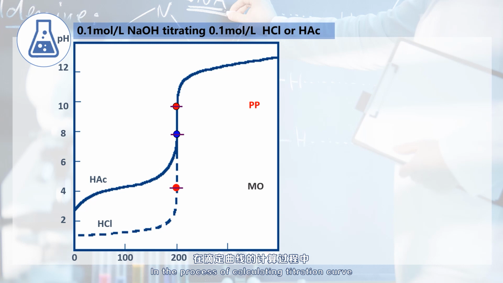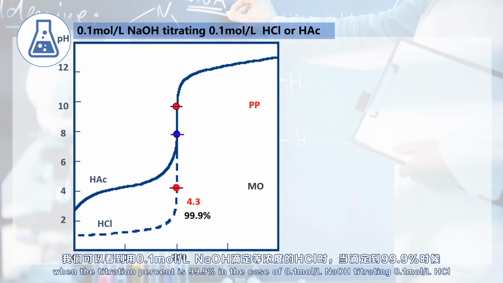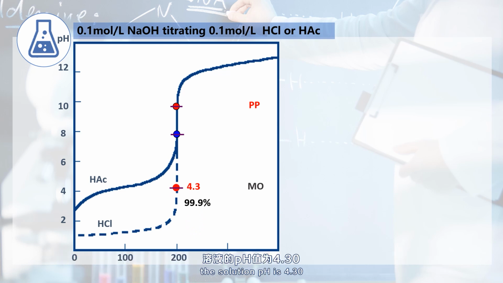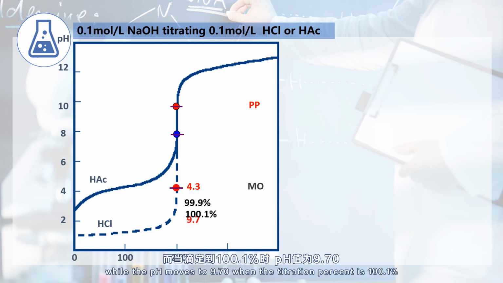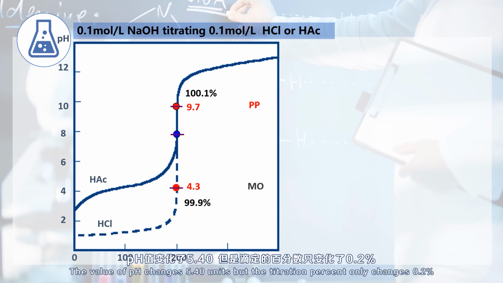In the process of calculating the titration curve, when the titration percent is 99.9% in the case of 0.1 mol per liter sodium hydroxide titrating 0.1 mol per liter hydrochloric acid, the solution pH is 4.3, while the pH moves to 9.7 when the titration percent is 100.1%. The value of pH changes 5.4 units, but the titration percent only changes 0.2%.